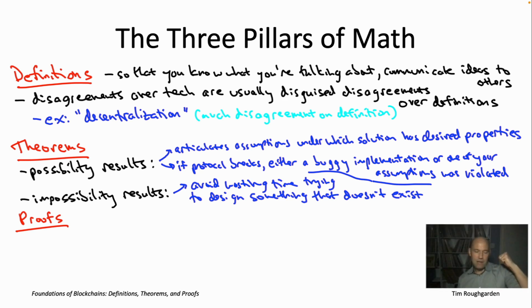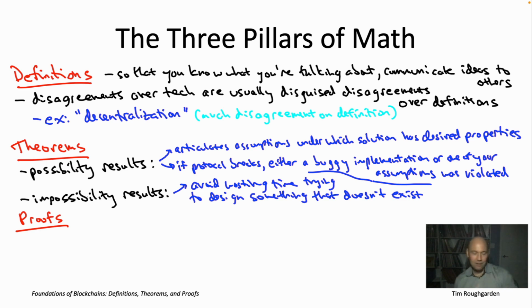All right, so to summarize, everybody should learn the definitions. That's the basic language by which we communicate our ideas and have healthy, nuanced debates. Everyone should also learn about the theorem statements, right? The possibility results tell you how to solve problems. The impossibility results tell you not to waste your time solving something that's unsolvable.